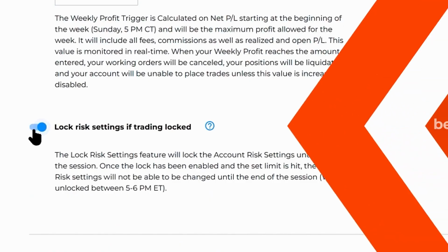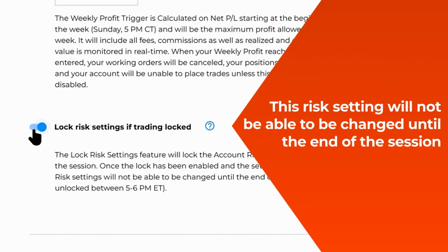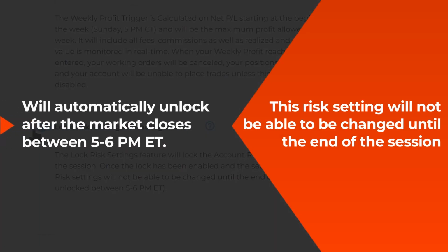Finally, the Lock Risk Settings feature will lock these account risk settings until the end of the session. Once the lock has been enabled and the set limit is hit, the account risk settings will not be able to be changed until the end of the session, but will automatically unlock after the market closes between 5 to 6 p.m. Eastern Time.